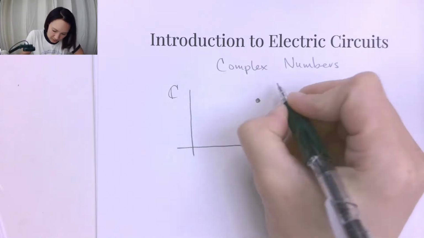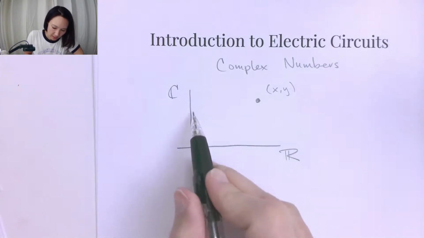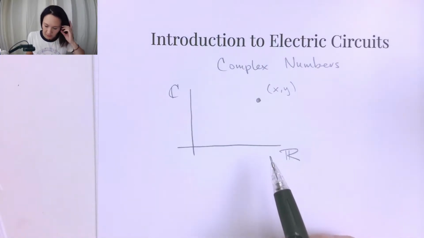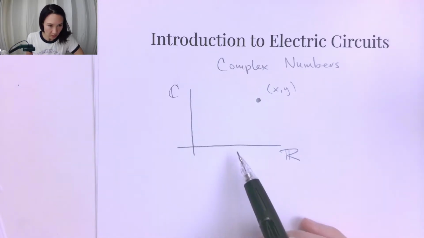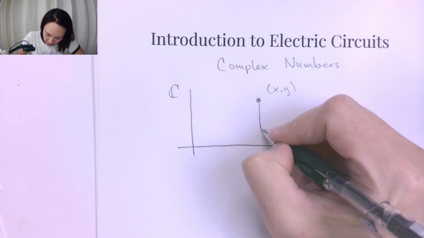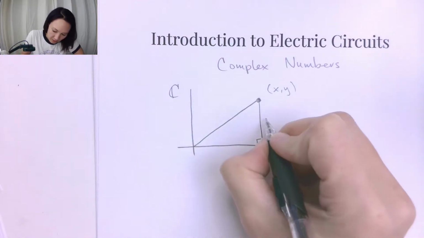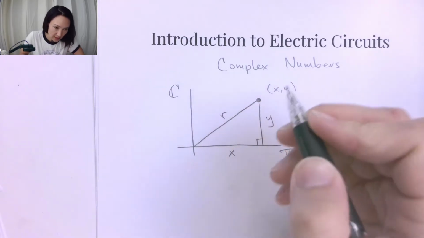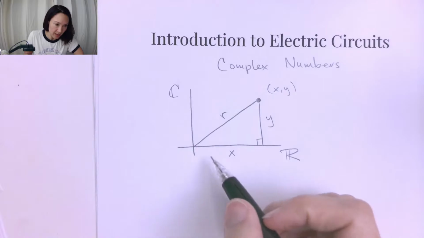a point here. This point has an x and a y coordinate, and my y-plane is actually the complex axis, and my x-plane is the real axis. So that means that any x part of my coordinate is going to be a real number, and any y part of my coordinate is going to be a complex number. So then if I use my trig skills that we reviewed in the last video, if I turn this into a triangle, then this is my y length, this is my x length, and this is the radius of my unit circle if I were to write this all the way around for all angles here.